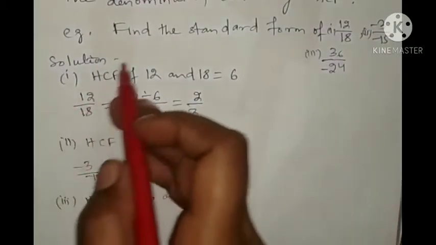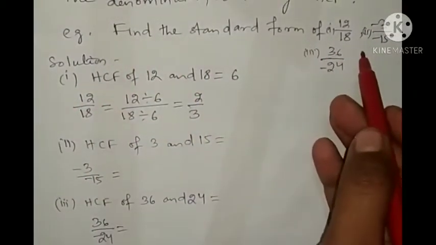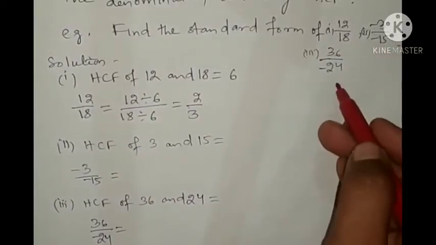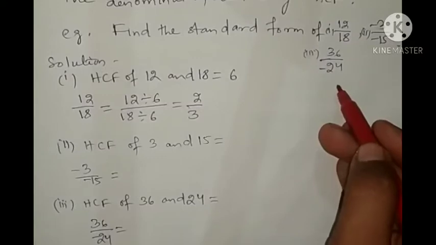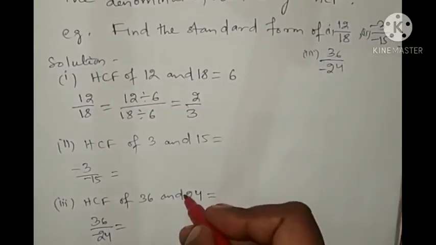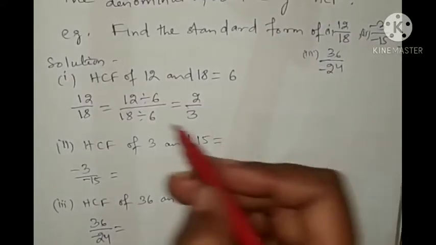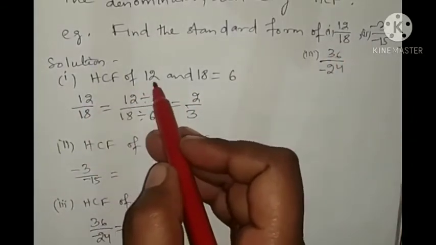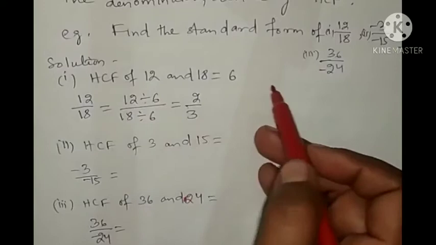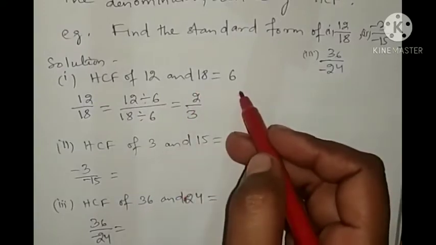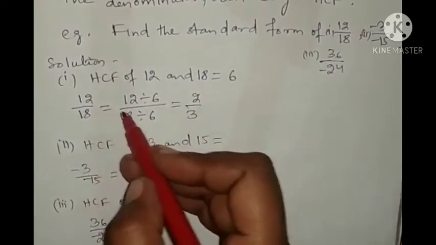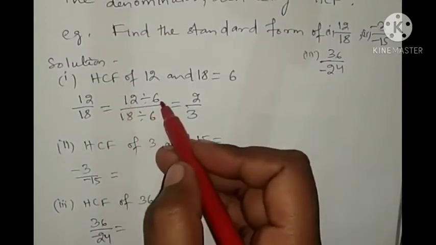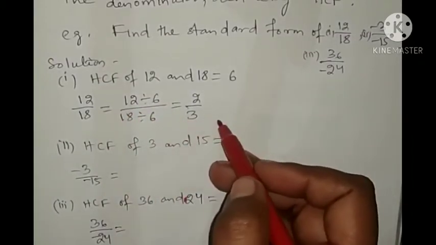So find the standard form of 12 by 18, minus 3 by 15, 36 by minus 24. Okay, so we find the HCF of 12 and 18. HCF of 12 and 18 is how much? 6. Okay, so we divide 12 by 18 by 6: 12 by 6 and 18 by 6. It is how much? 2 by 3.